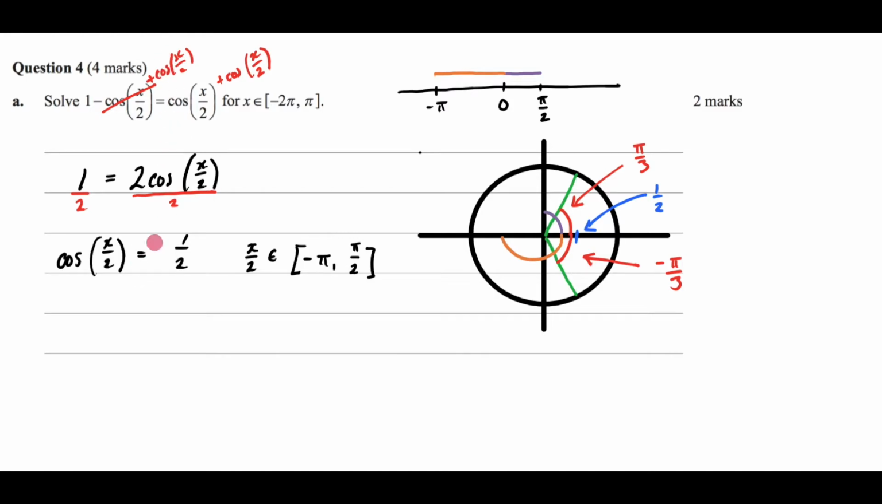So now I can say x on 2 is going to be equal to negative pi on 3 and pi on 3. But remember, our answer has to be just x. So I'm going to multiply this by 2, and this by 2, and this by 2, and by doing that these will go away. I'm just going to be left with negative 2 pi on 3 and 2 pi on 3. And that right there, everyone, would be my answer. So let's highlight that. And perfect.